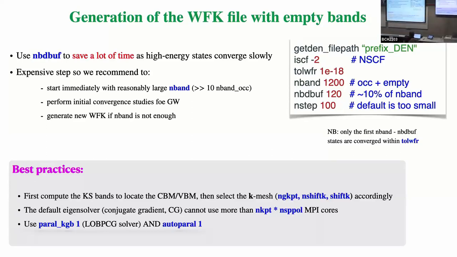So I suggest to use a very large number, usually 10% of nband, to avoid problems when diagonalizing the Hamiltonian, when computing the eigenstates for the GW calculation.